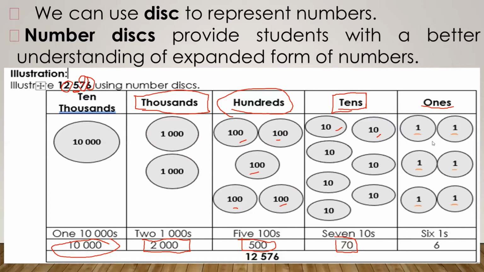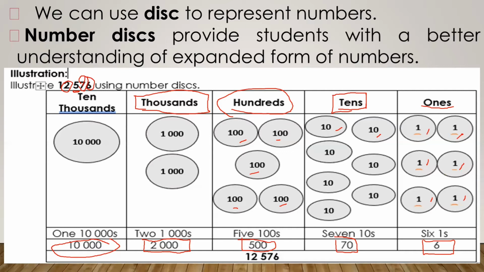So we have 1, 2, 3, 4, 5, and 6. So, ito po yung disk natin. And the value, pag pinag-add natin yung mga nasa loob ng disk, ay 6. So, now, we have illustrated the number disk that I think you can easily understand about numbers and how we are going to expand it.